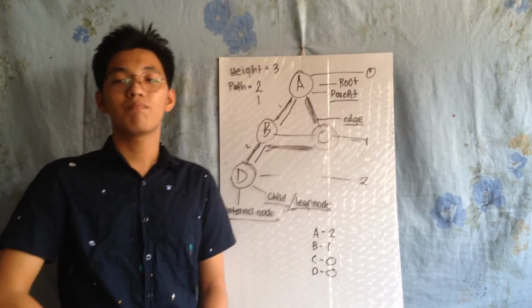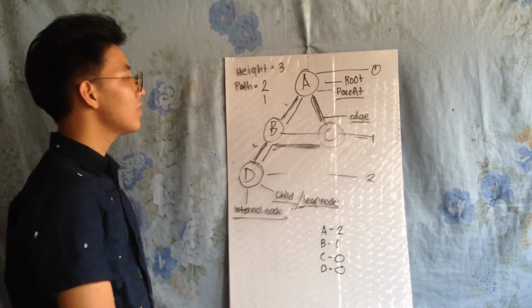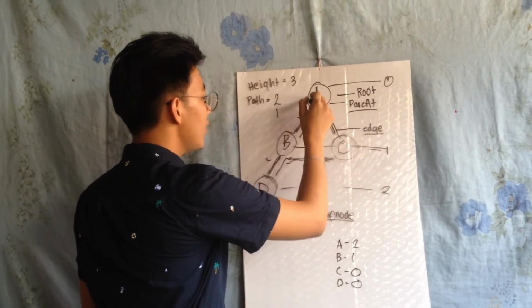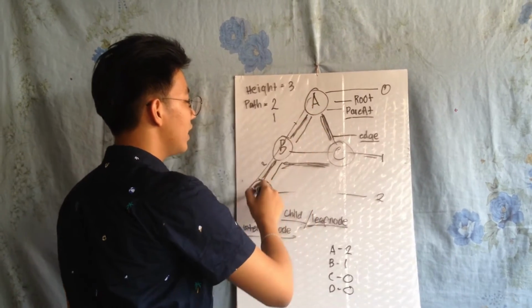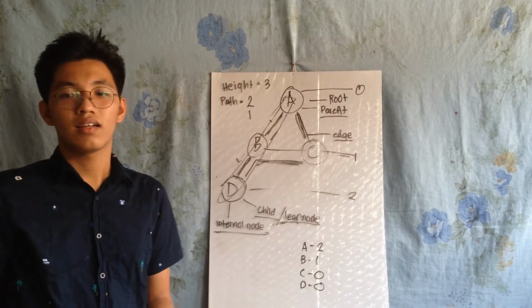Then sa path, the set of edges from the root node. Path na nagsisimula sa edges. So, ang edges nito, ito na yung path niya. A, B to C, A, B to D. Ito yung path edges ng isang binary tree.